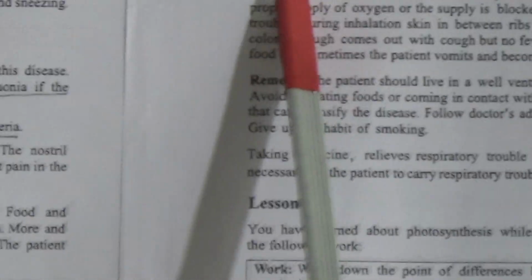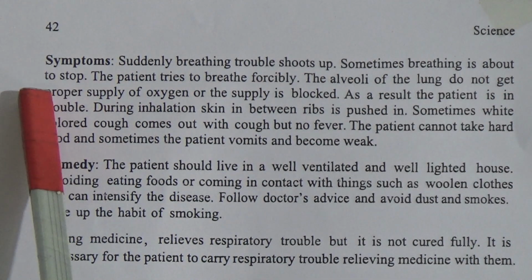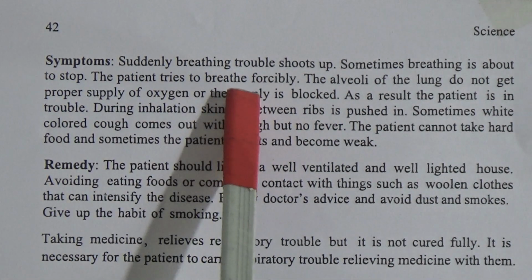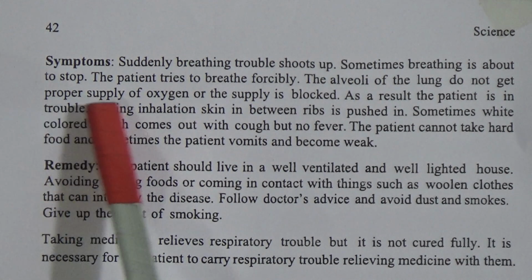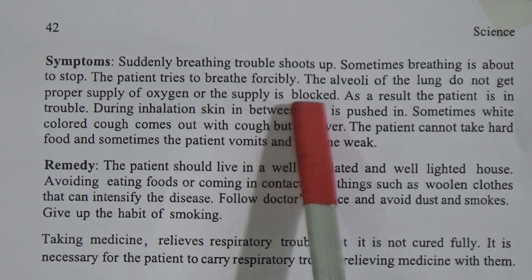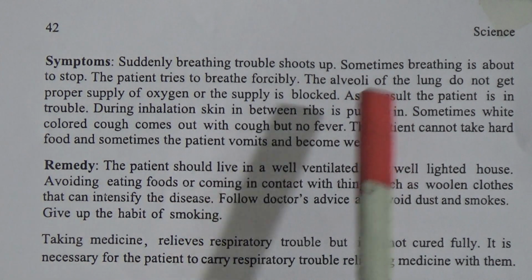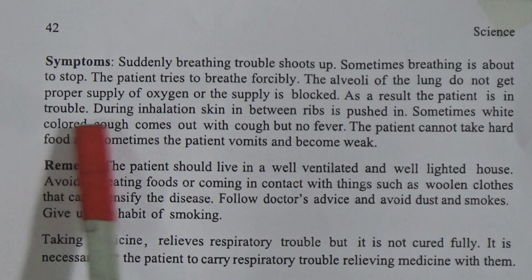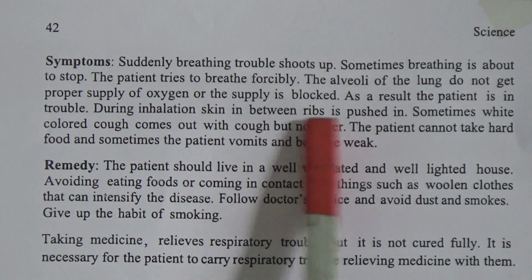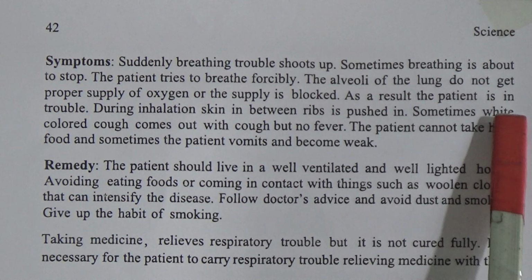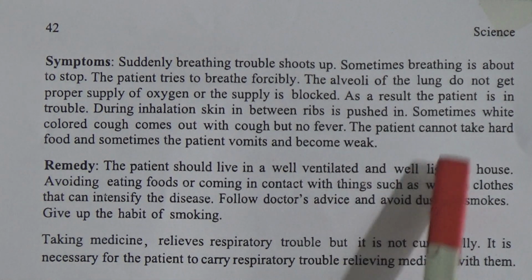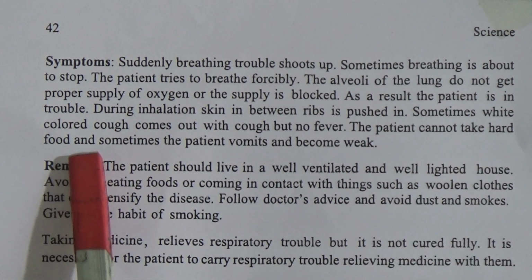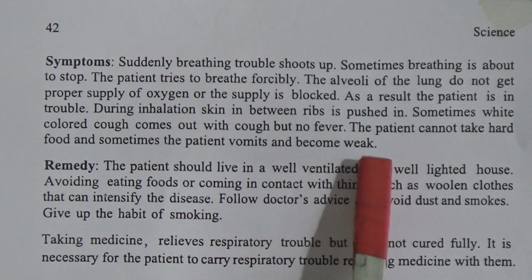Symptoms of asthma. Breathing trouble suddenly shoots up. Sometimes breathing is about to stop. The patient tries to breathe forcibly. The alveoli of the lung do not get a proper supply of oxygen, or the supply is blocked. As a result, the patient is in trouble. During inhalation, the skin between the ribs is pushed in. Sometimes white-colored cough comes out, but no fever. The patient cannot take hard foods, and sometimes vomits and becomes weak.